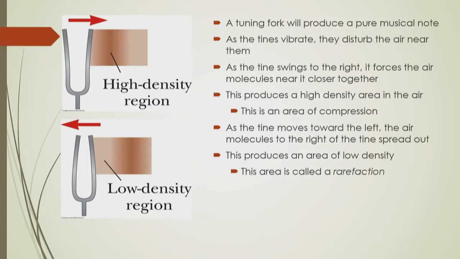And you can think of this as a series of collisions, right? Those air molecules collide with each other, transfer their energy to the next air molecule, and it goes on out. As the tuning fork vibrates, I'm going to get regions of high density and regions of low density. That disturbs the air, and we get areas of compression and areas of rarefaction.